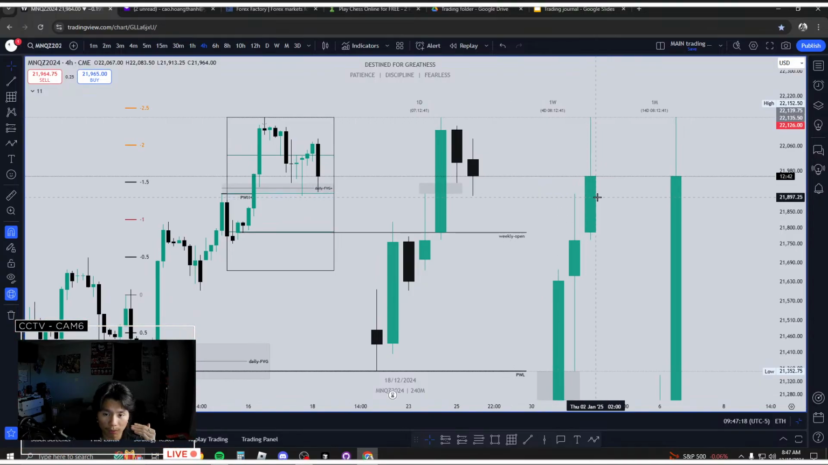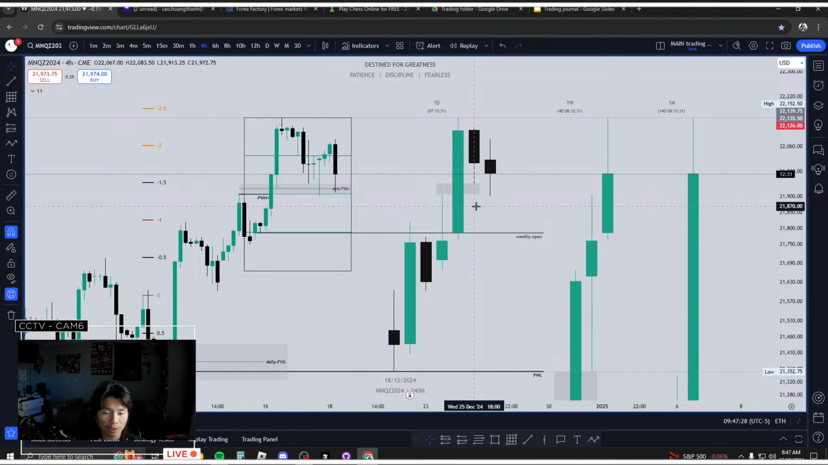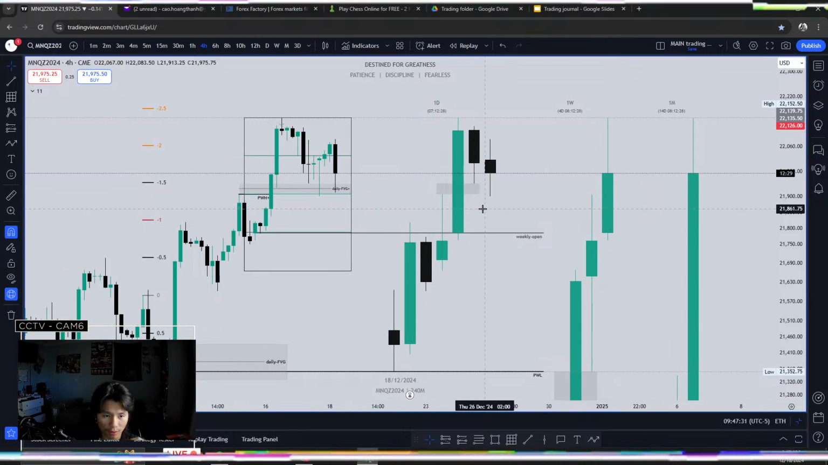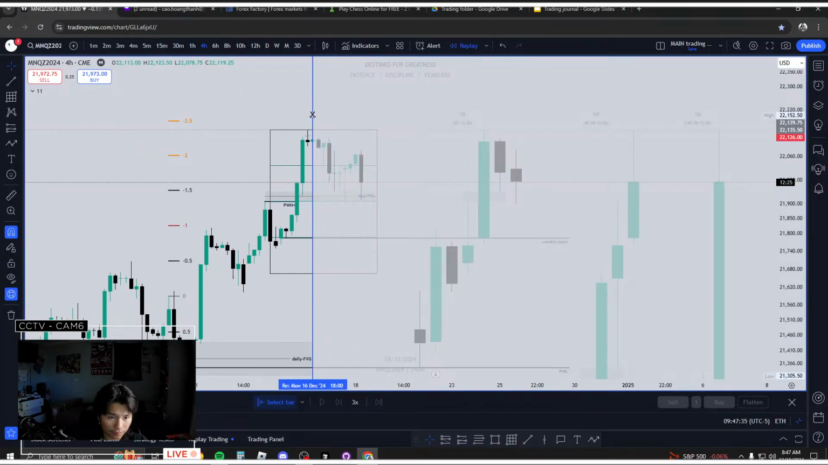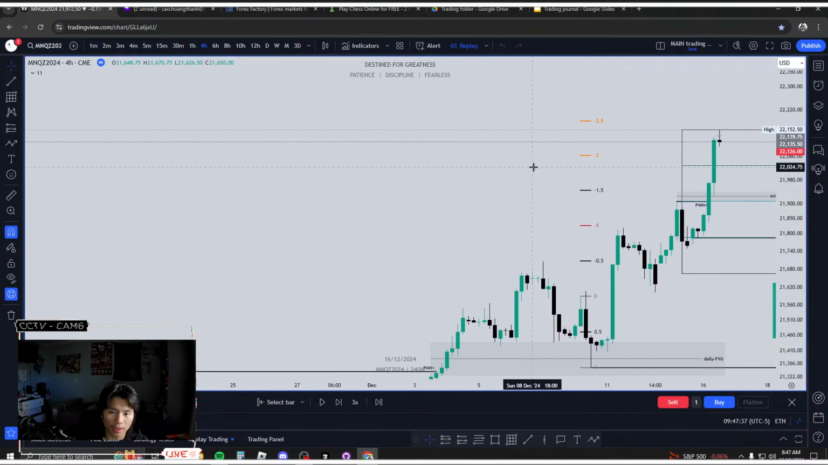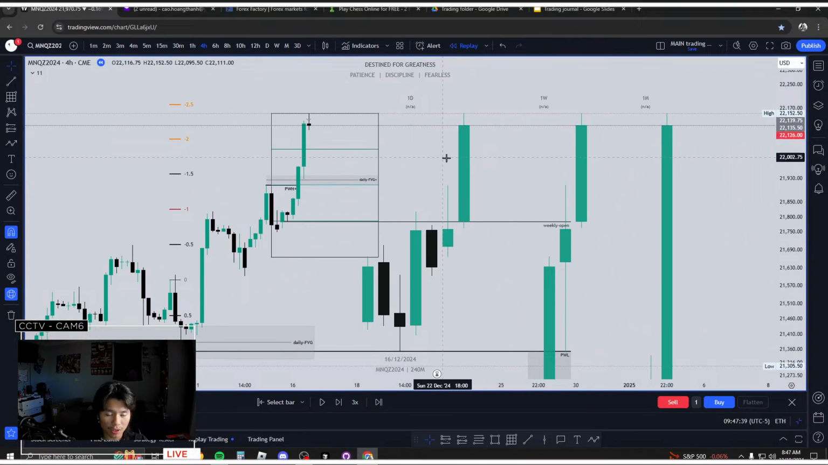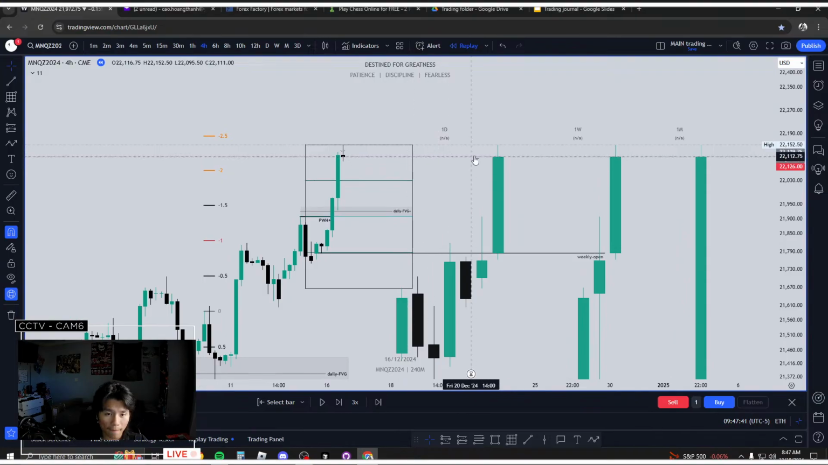So because we completed the weekly objective, I'm going to go now from the weekly time frame to the daily time frame. What is the daily time frame going to contain? So I'm going to wait for the daily candles to form, right? So let's just say we close here on Monday. So because we close here on Monday like this, right? What can we anticipate, right?